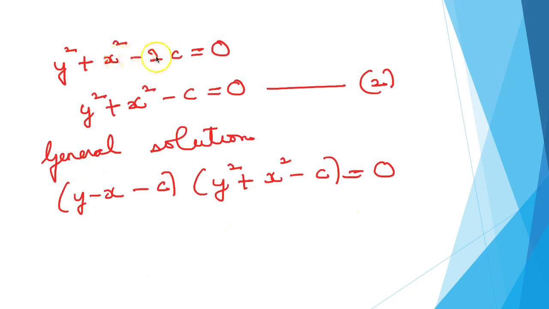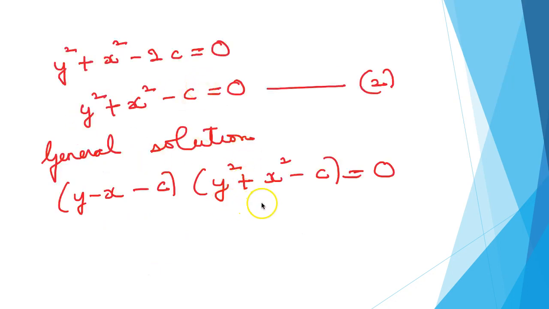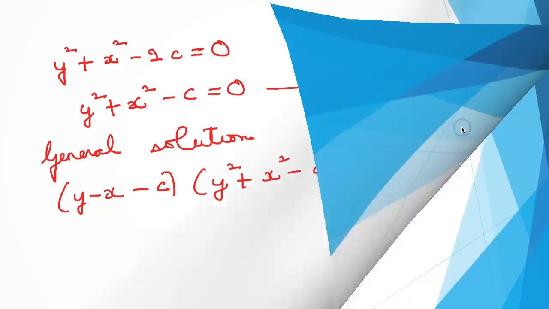So I get y squared plus x squared minus 2c equal to 0, which is the same as y squared plus x squared minus c equal to 0, because if c is a constant, 2c is also a constant. And what is the technique we explained? We multiply the solutions. So the general solution will be (y minus x minus c) into (y squared plus x squared minus c) equal to 0. This is when we are factorizing the equation.